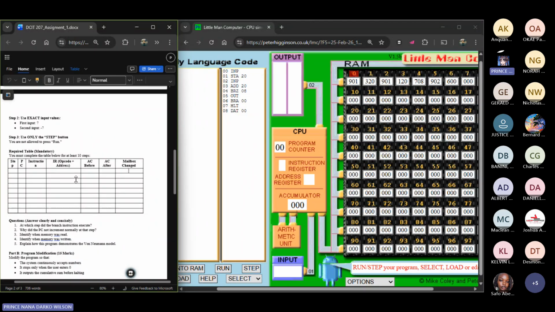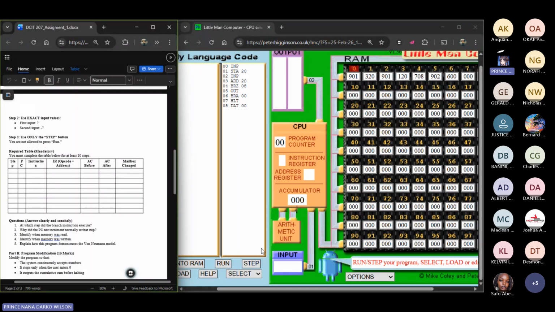Now, let's follow what the program says. So let's step it and then we fill our table accordingly. I'm just going to fill and then you can follow my lead. Okay. So we can step it. Let's first reset our simulator.